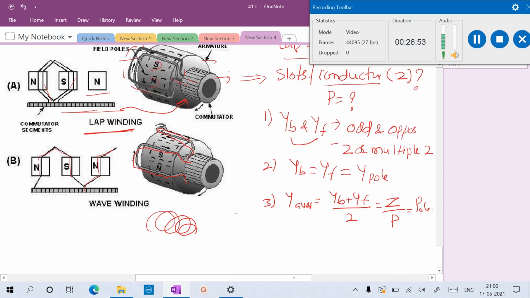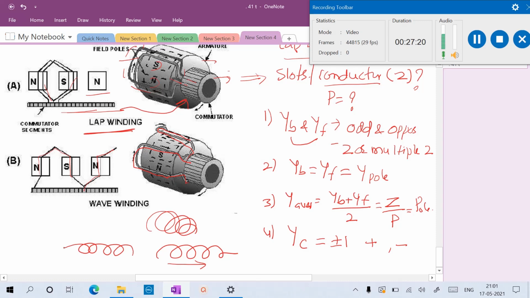The fourth point you have to remember is the commutator pitch. The commutator pitch is equal to plus or minus 1. Plus indicates the winding is progressive, that is, going from left to right. If it is minus, the winding is going from right to left. Progressive and retrogressive, we have already seen.